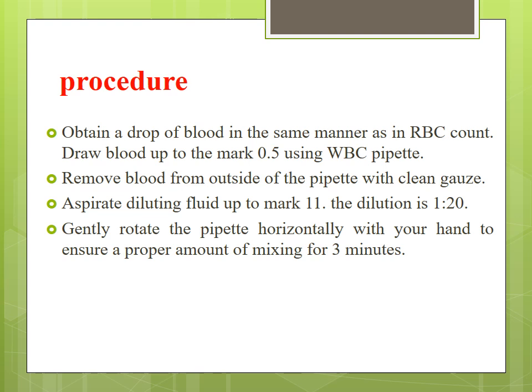The procedure we will follow during the work: you take cotton soaked with alcohol and wipe the tip of the thumb, and by using a lancet make a small break to obtain a drop of blood. Using the WBC pipette, I draw blood up to the 0.5 mark. Then remove blood from outside of the pipette with clean gauze or cotton, wiping the outer surface of the pipette to get rid of the blood on it.